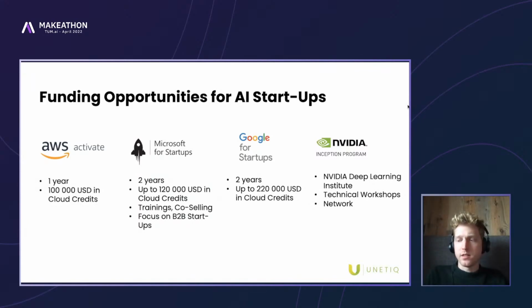But it really is an easy way to get this cloud computing capacity that you really need when you're doing machine learning. In the beginning, Microsoft and Google offer similar things, even with more money in cloud credits. And Microsoft for Startups, for example, is really nice because they are focused on B2B startups, so you need to have a B2B product.